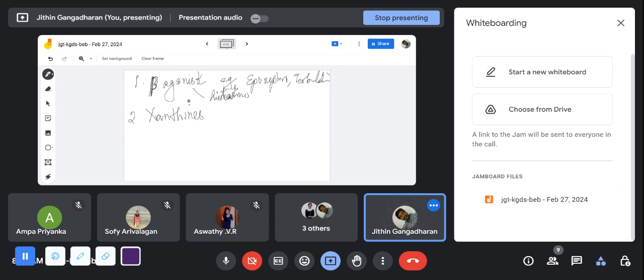Second one is xanthines. Xanthines act at the bronchial smooth muscles and decrease spasm. They decrease the bronchospasm by acting on bronchial smooth muscle. An example is deriphyllin.